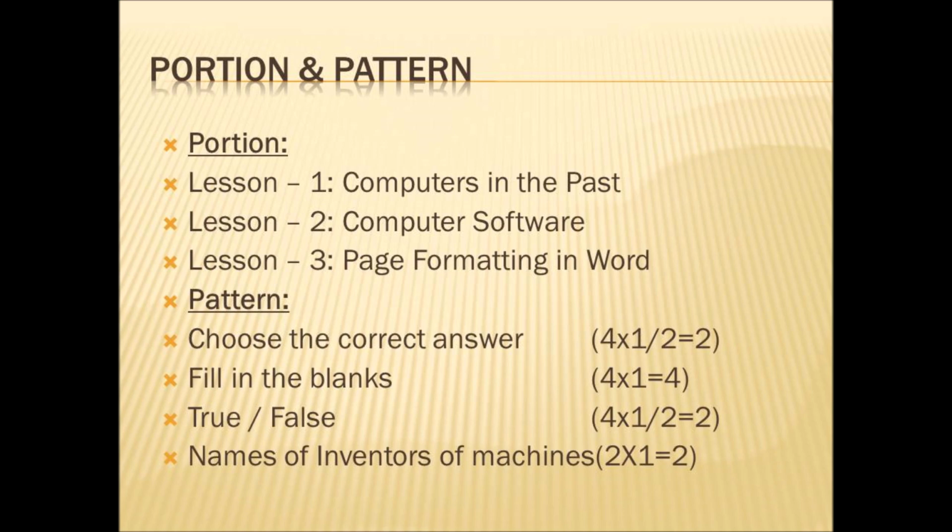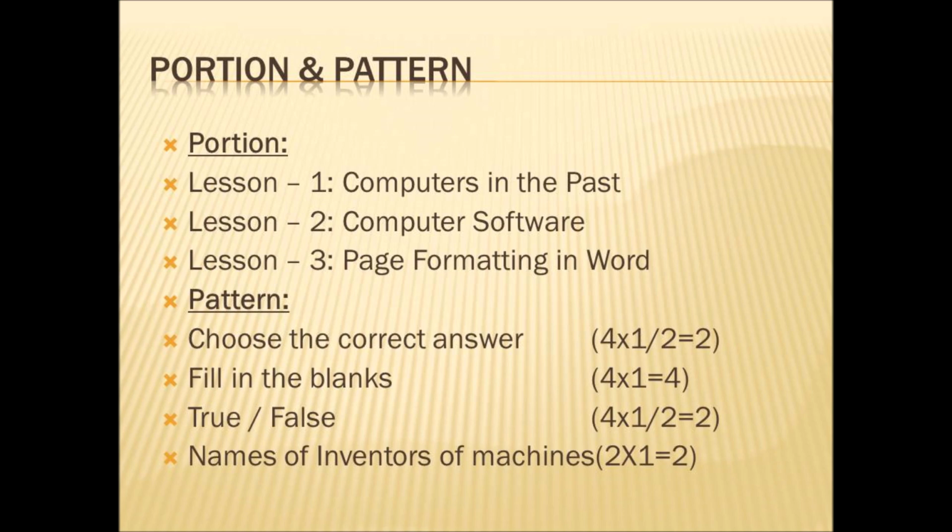First, choose the correct answer. There will be 4 choose the correct answer. Each one carries half mark and totally 2 marks for choose the correct answer. Then fill in the blanks. There will be 4 fill in the blanks. Each one carries 1 mark, totally 4 marks for the fill in the blanks. Next, true or false. There will be 4 true or false. Each one carries half a mark and totally 2 marks for true or false.